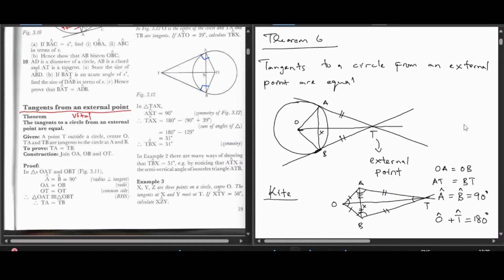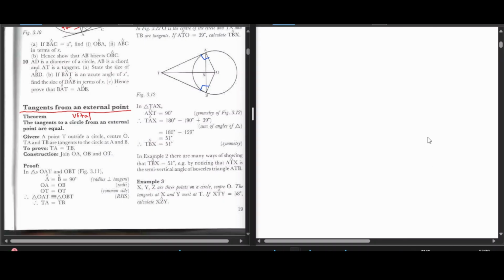Then opposite angles are supplementary. Then the other thing is this diagonal bisects line AB. So these are properties of a kite which we should know. Let us go to example 3a. That's the first question we want to deal with.